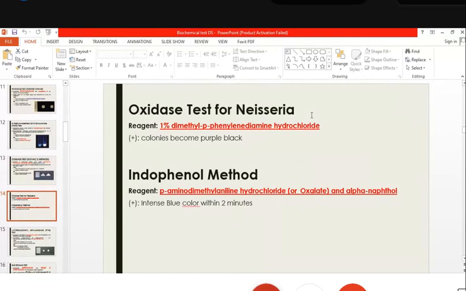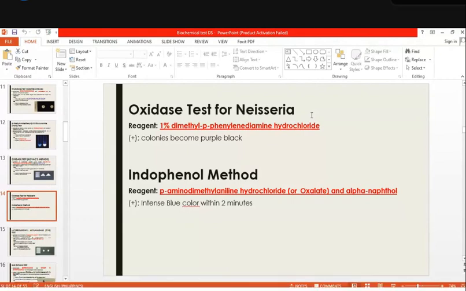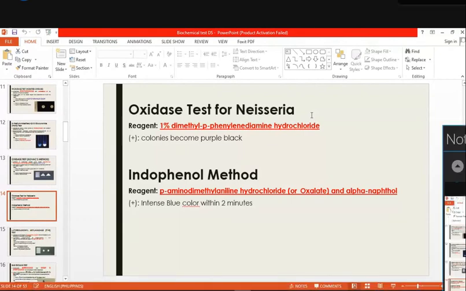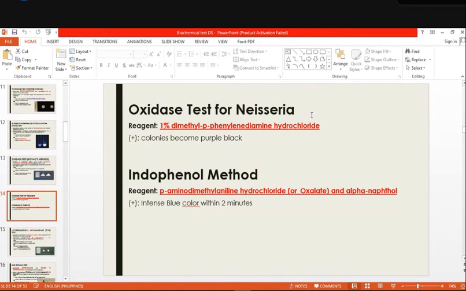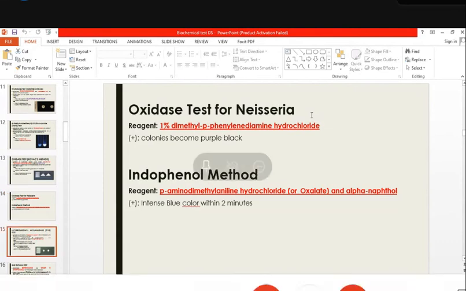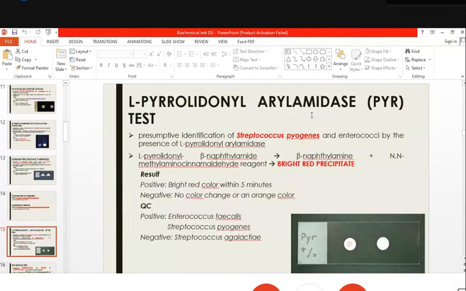So we have the oxidase test for Neisseria wherein our reagent would be our 1% dimethyl p-phenylene diamine hydrochloride. Whereas for the indophenol method, ang ating reagent ay para amino dimethyl aniline hydrochloride or oxalate and alpha naphthol, which will now give us an intense blue color within 2 minutes.